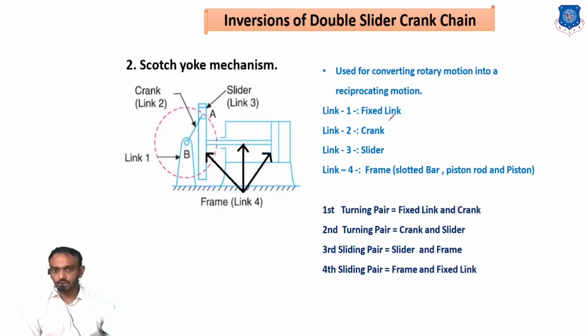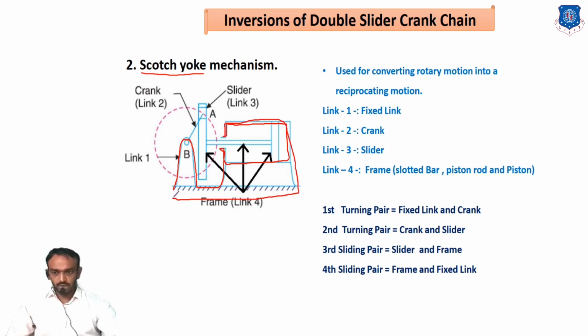We are going to the next inversion of the double slider crank chain, which is the Scotch-Yoke mechanism. Wherever you see any inversion or mechanism, first of all count the links. First, the fixed frame. This cylinder is also fixed. So this totally we will consider as link number 1, the total fixed link.